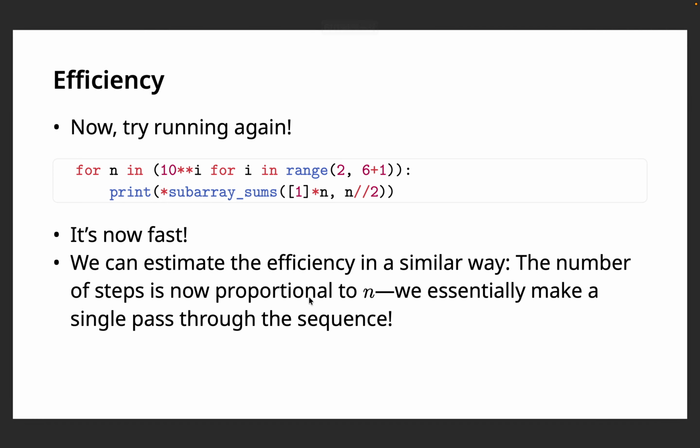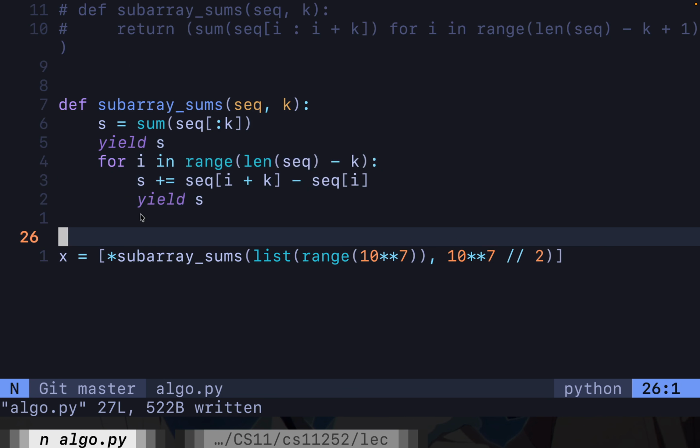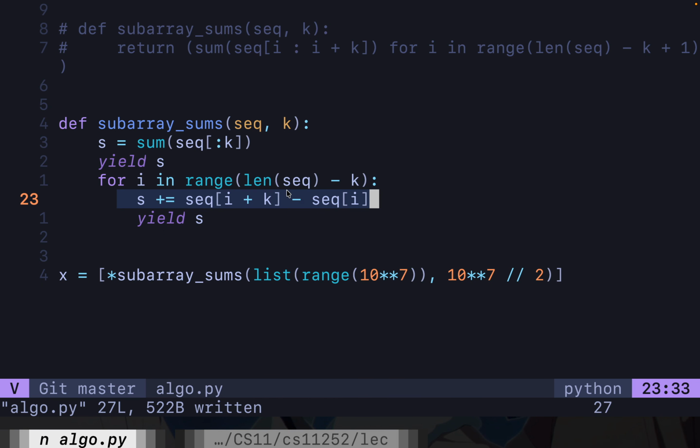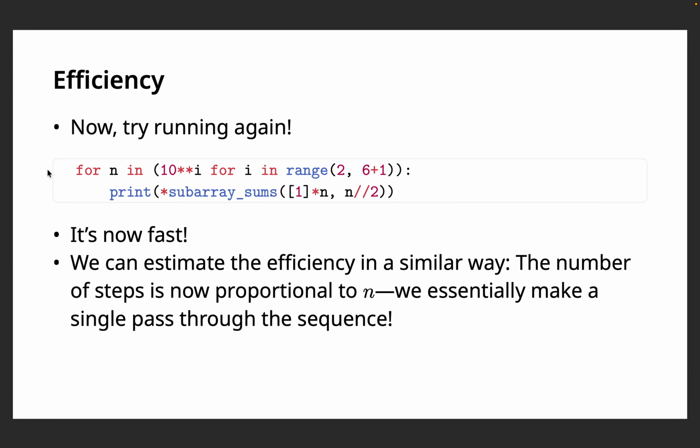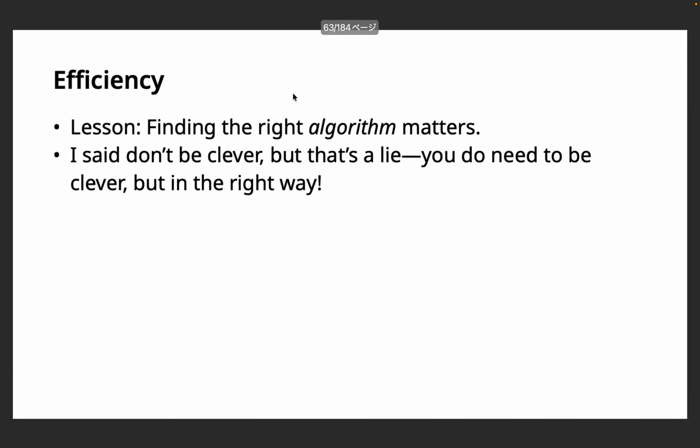Because the number of steps in each iteration is only constant, just a single addition and a single subtraction, the total number of operations we go through here is approximately equal to how long the original sequence is. From this example, we can see that depending on the problem, it's very important to find the right algorithm. Not just a solution that works, but also a solution that runs fast enough.